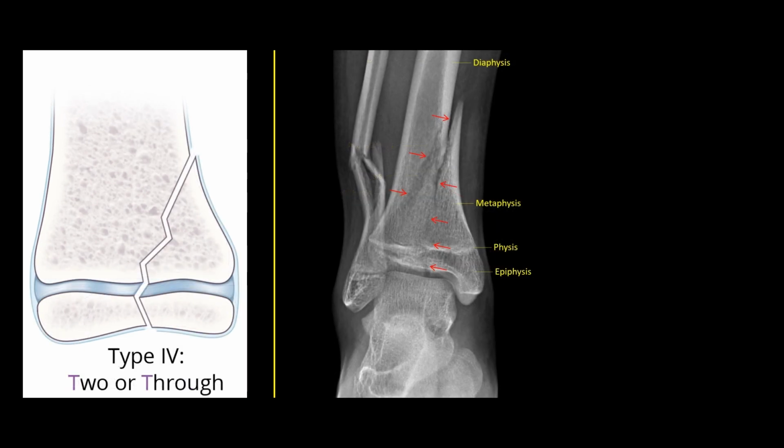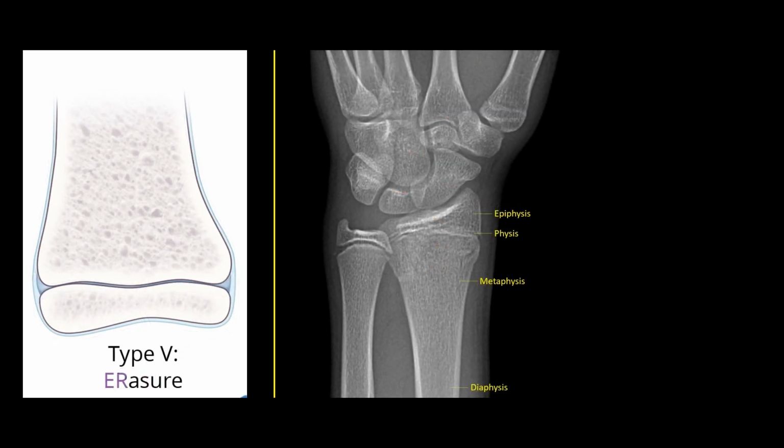Disregarding the fibular fracture, we can see that there is a displaced fracture in the tibia which runs from the distal metaphysis through the physis and to the epiphysis. This is a Salter-Harris type 4 fracture. Like type 3 fractures, due to the involvement of the joint space at the epiphysis, there may also be damage to the corresponding joint.